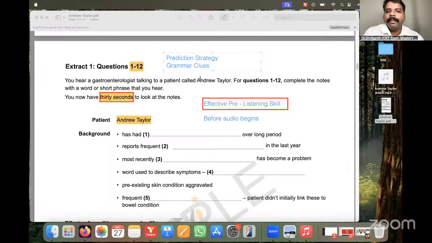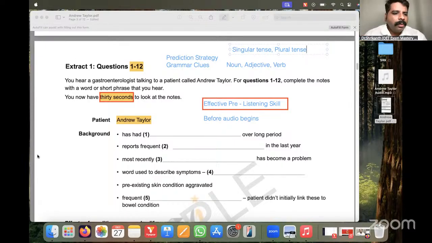Now, what do I mean by grammar clues over here? That means you're not listening to the audio yet. You have just 30 seconds and you're just reading the 12 questions over here. Now, just by reading the question and just by looking into the grammar clues over there, you must be able to say whether the answer is going to be a noun, whether the answer is going to be an adjective, whether the answer is going to be a verb. Similarly, you must also be able to say whether the tense is going to be singular, whether it is going to be plural, etc. So that small idea you must be able to cultivate.